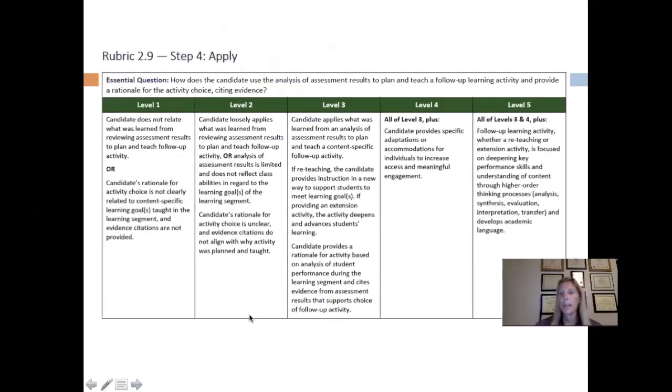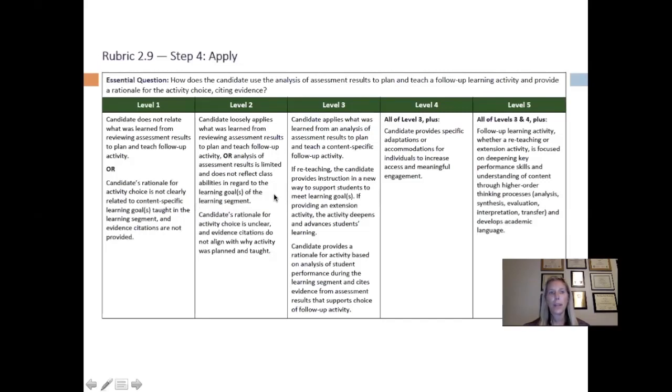Here's the rubric that aligns with step 4. Again, we're looking at level 2 because that's what's considered passing at this time. This candidate loosely applies what was learned from reviewing assessment results to plan and teach a follow-up activity. Or the analysis of assessment results is limited and does not reflect class abilities in regard to the learning goals.